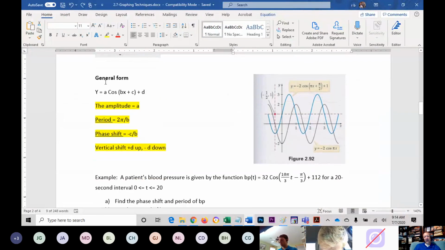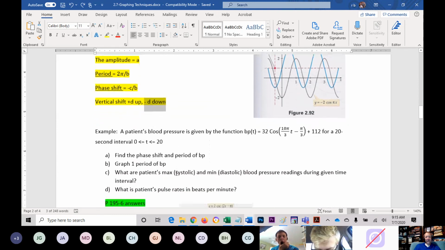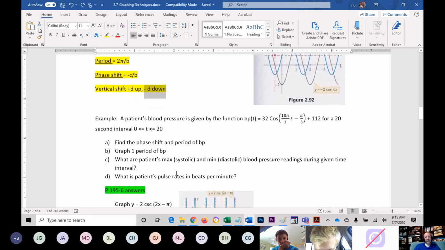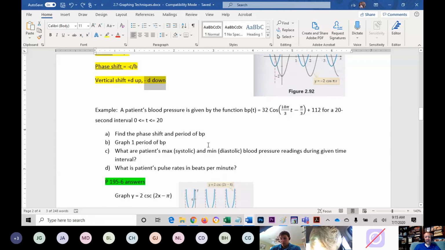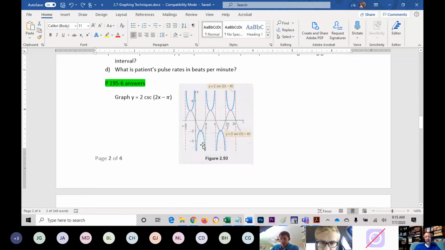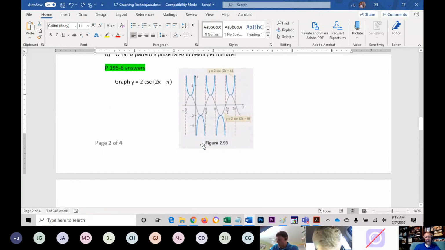All right, so let's talk a little bit about the cosine. So once again, the amplitude's A, the period's 2 pi over B, your phase shift is going to be negative C over B. Your D term here in this case, positive D is up, negative D is down. The patient's blood pressure, I don't think I want to do that one. That's an example from the book, but I want to make sure we have the graphs down. So I'm going to skip that one.